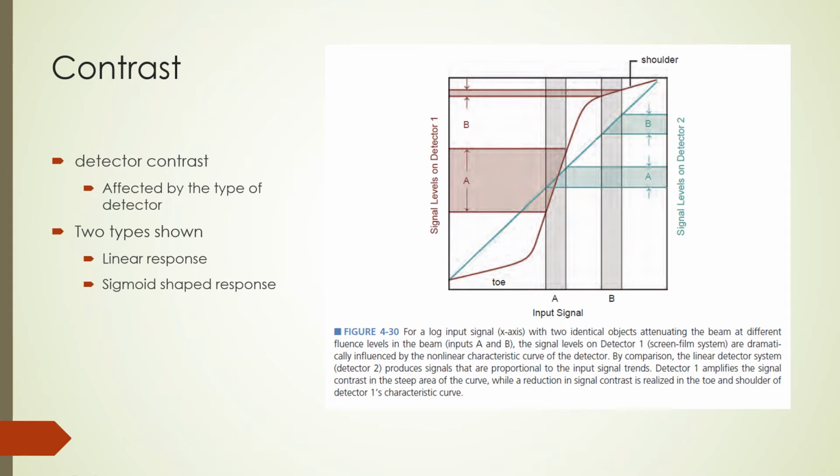in the steep areas of the curve and gives a linear response in that area. The other detector shows a linear response across the entire X-ray signal range. A sigmoid curve is characteristic of a screen film type detector, while a straight line response is characteristic of a digital detector. Detector contrast has a modulating effect on radiographic contrast and affects how the displayed image will look.